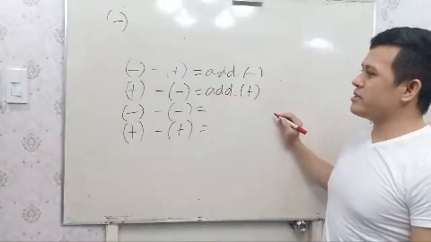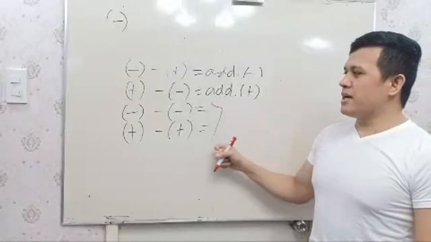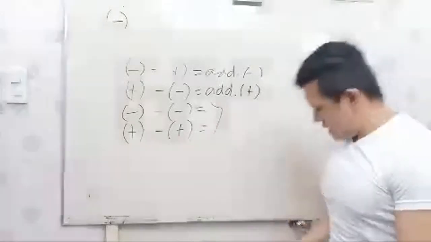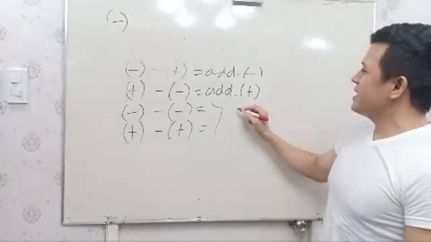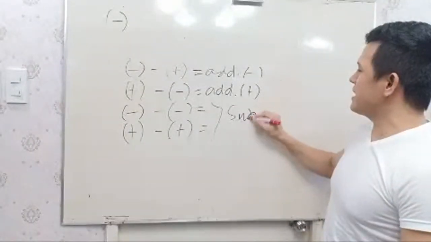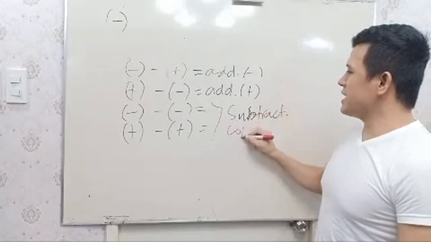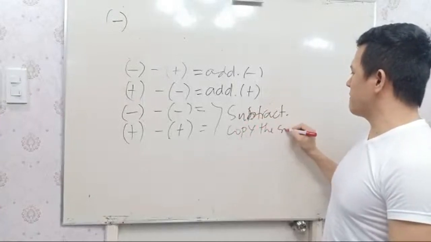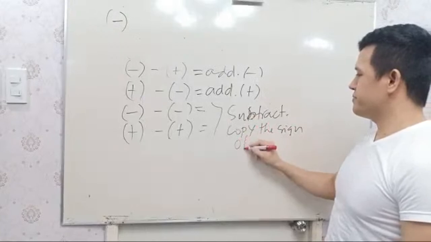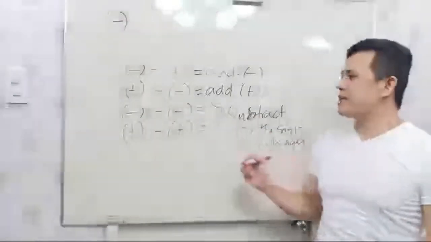Okay? So, ito siya na naman. Ito na, same as process nito. Subtract nyo lang, same sa process kanina sa addition. Subtract nyo siya. And then, copy the sign of the bigger number. Same kanina. Ito yung strategy na ginagawa ko lagi pag nagtuturo ako.